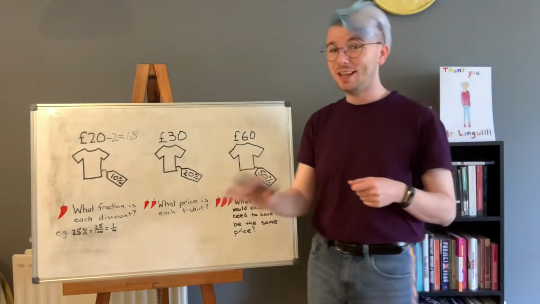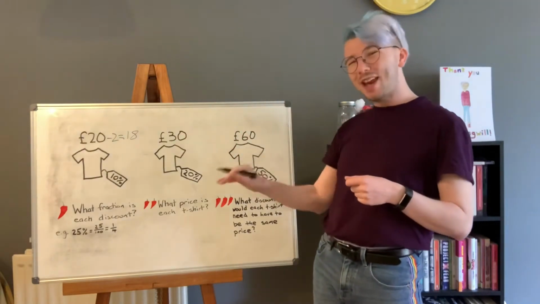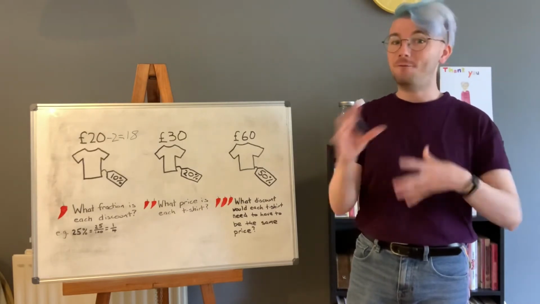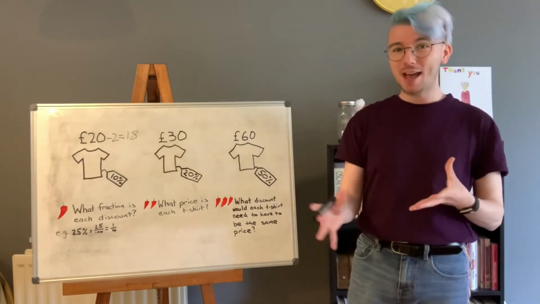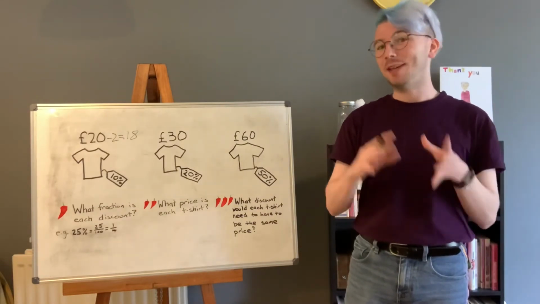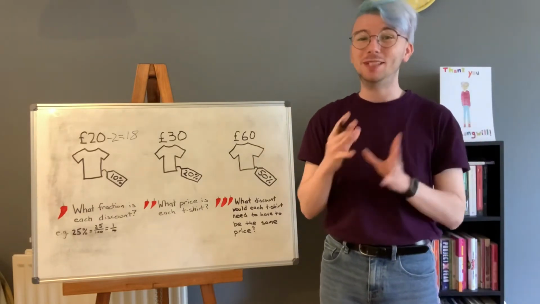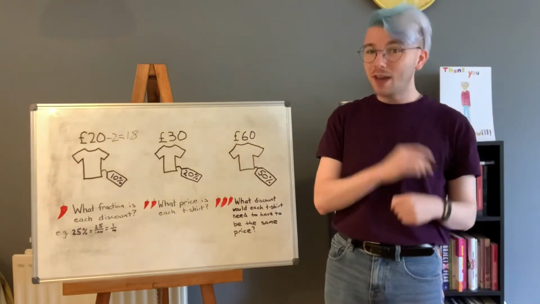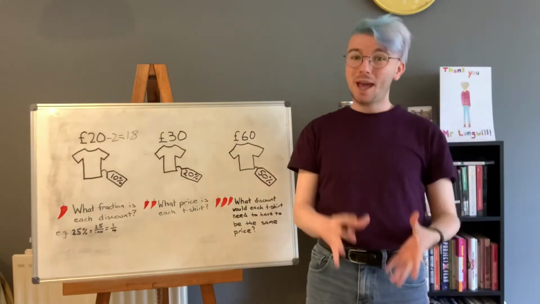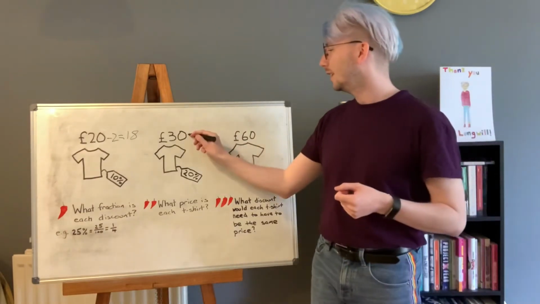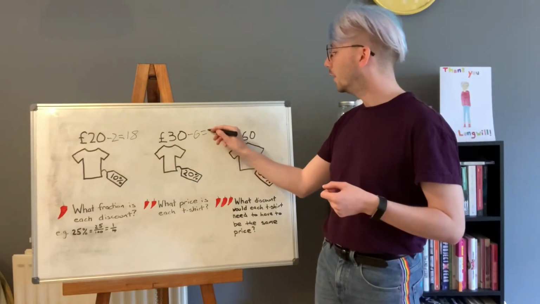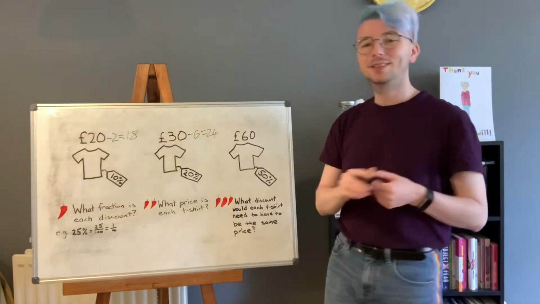Our second t-shirt is £30 but is 20% off. We could try and divide by a fifth or divide the number by 5. If you looked at our mild solution, you know that 20% is the same as a fifth, and a fifth is the same as dividing by 5. When we divide 30 by 5, we are taking off £6. So 6 is coming off of 30, and that leaves us with a final answer of 24 for our second t-shirt.